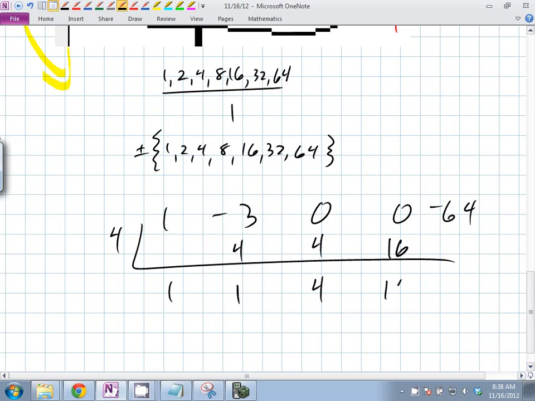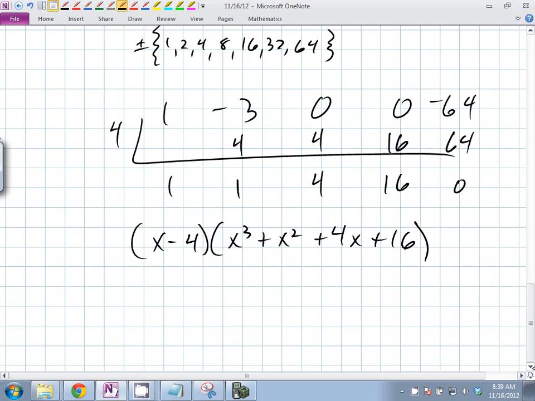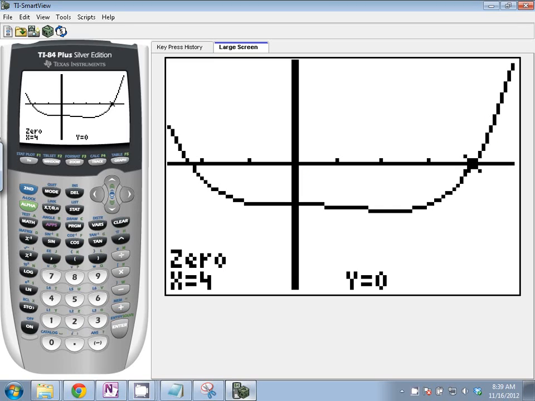So what does it factor into? X minus 4 times x cubed plus x squared plus 4x plus 16. And this helps us because we factored out one term. But this cubic, is it guaranteed to be nicely factorable? No, and it probably isn't because look at that left bound over there. So let's use the calc again. If we've already committed to using the calc function here, what's our 0 going to be?